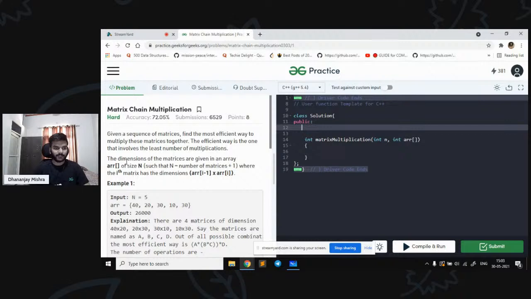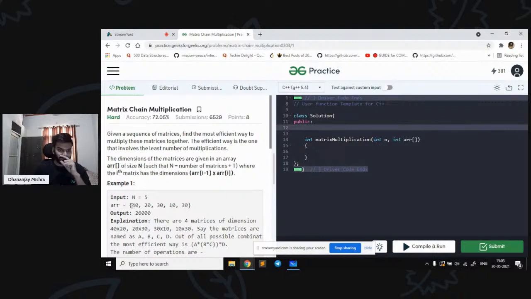The problem statement says that we are given a sequence of matrices, and we have to find the most efficient way to multiply these matrices together. The efficient way is the one that involves the least number of multiplications. The matrices are denoted in the form of an array. To denote a matrix, we need the dimension of that matrix, so in that array we will be given dimensions. We will see later how these matrices are denoted.